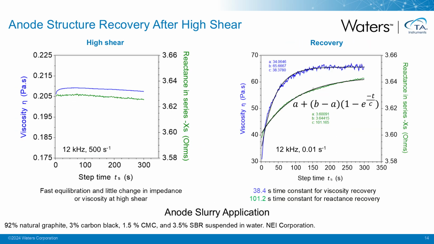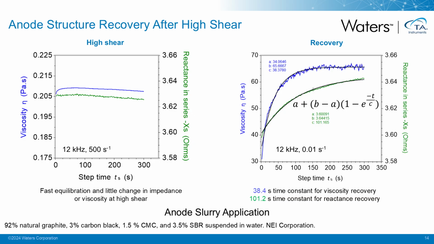So we have on the left now just the high shear region. So again, the viscosity, which is low but constant in the high shear region, and also the reactance at these 12 kilohertz is constant. But if we now go to the third step, so the low shear, to see the recovery of the sample, we can follow the increase of the viscosity, but also the increase in the reactance. And what we can see here is now that the increase in the reactance takes much longer than the increase in the viscosity.